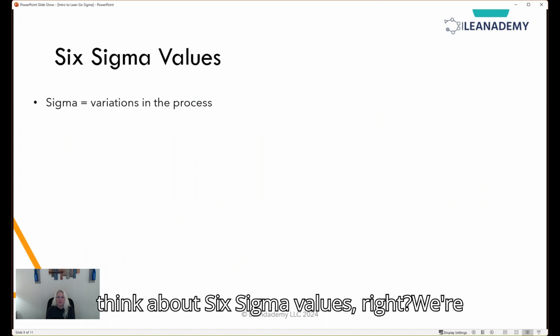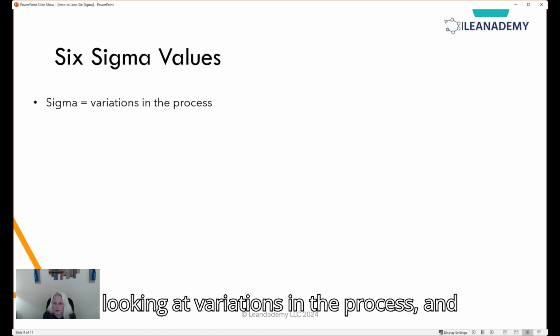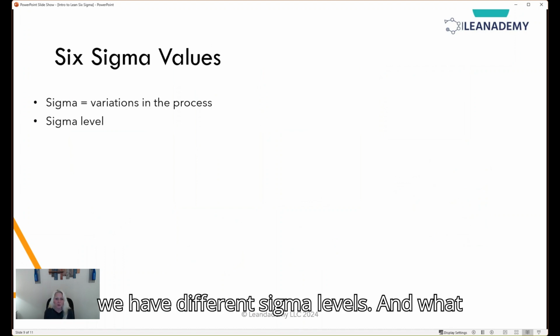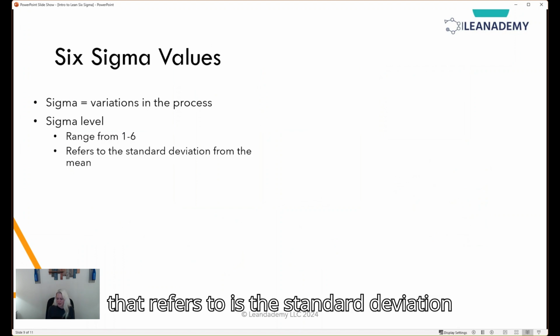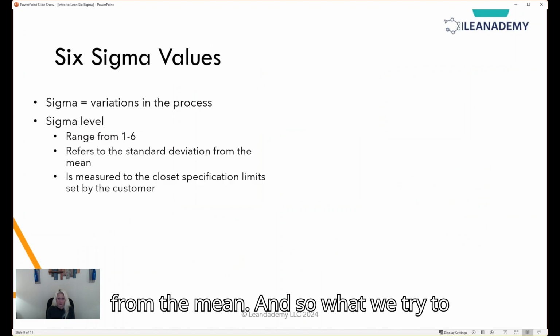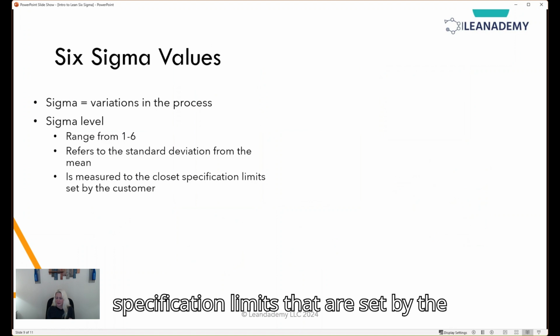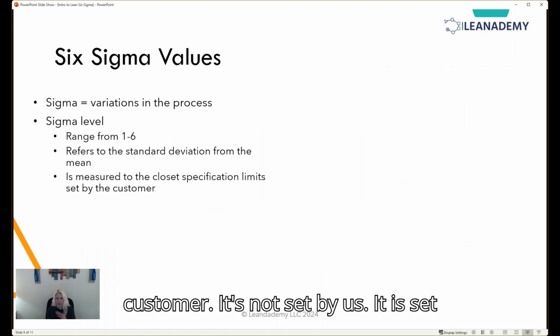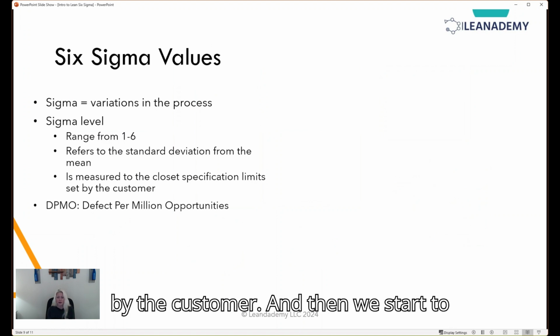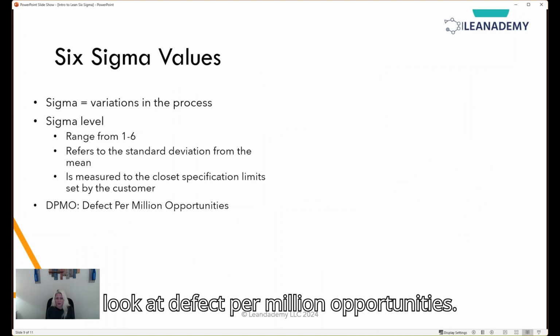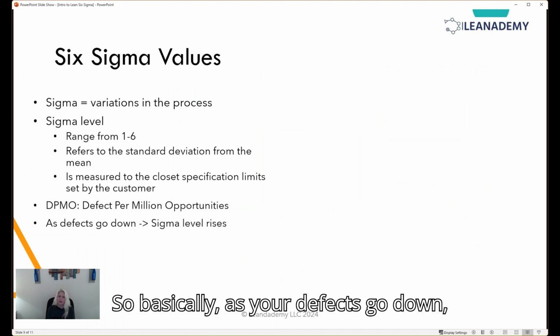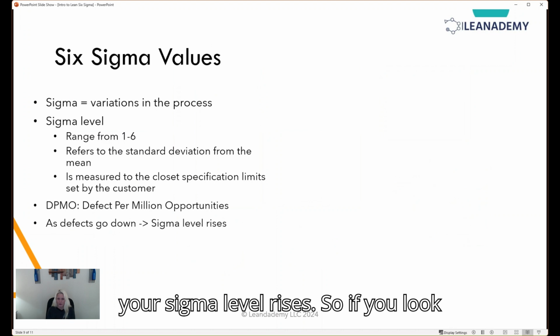So we start to think about Six Sigma values, right? We're looking at variations in the process. So we have different Sigma levels. And what that refers to is the standard deviation from the mean. What we try to do is measure the closest specification limits that are set by the customer. It's not set by us, it is set by the customer. And then we start to look at defects per million opportunities. So basically, as your defects go down, your Sigma level rises.